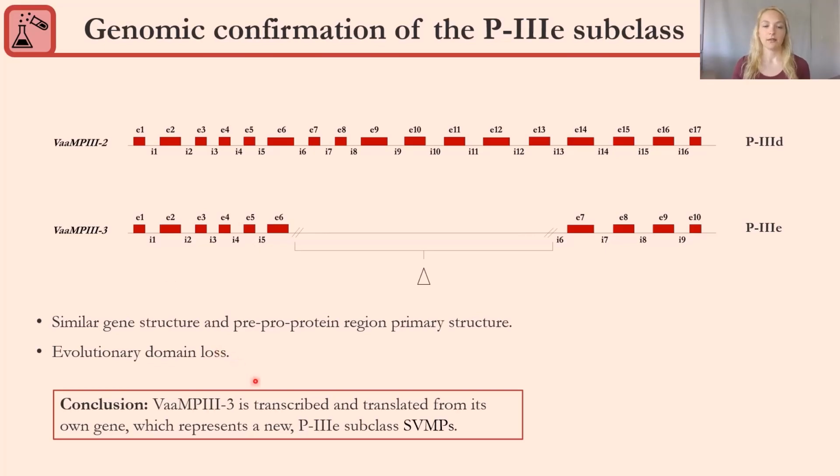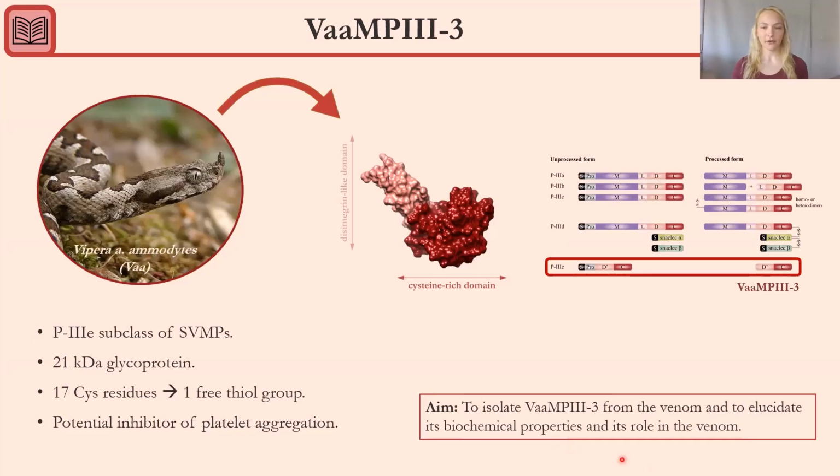So we concluded that VAMP33 is in fact transcribed and translated from its own gene, which evolved from the ancestral P3 SVMP by gene duplication and subsequent domain loss, and is now classified in the new P3E subclass of SVMPs. So the second part of my talk will be about the protein VAMP33, the first member of this new P3E subclass of SVMPs.